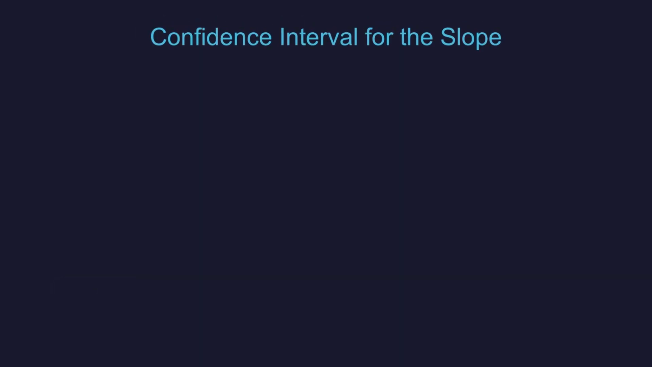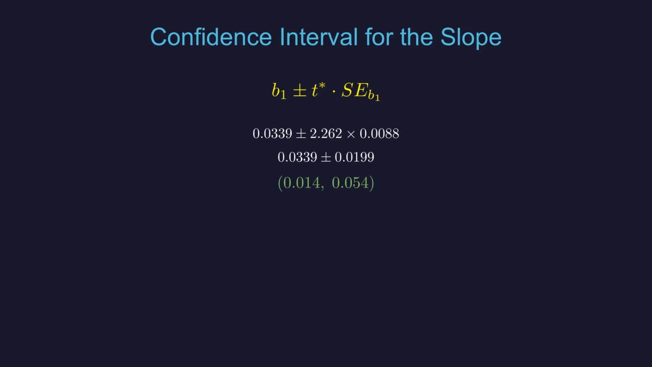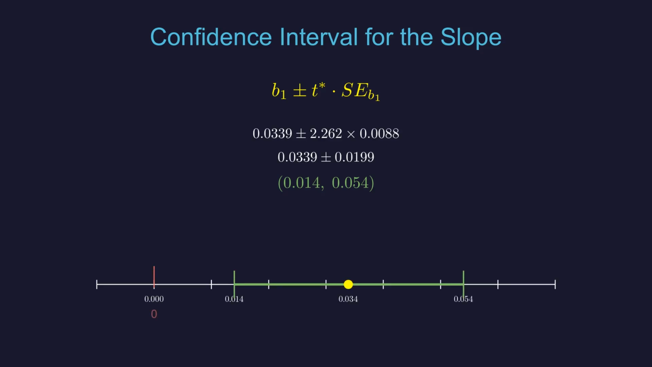We can also build a confidence interval for the slope. The formula is b1 plus or minus t star times the standard error. For our data, this gives 0.0339 plus or minus 0.0199, resulting in the interval from 0.014 to 0.054. On the number line, notice the entire interval is above 0. Since 0 is not included, we confirm the slope is statistically significant.